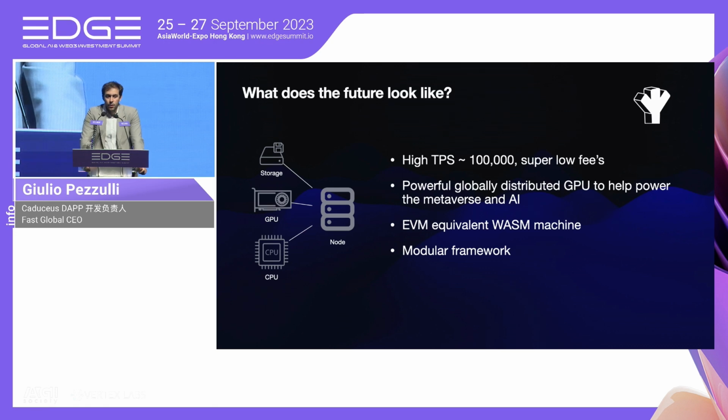Secondly, we are, as we said, EVM equivalent, but we also are integrating the eWASM virtual machine. This allows developers to program in their favorite languages. So if you write in Rust or C, this helps you write smart contracts in those languages, which is extremely useful for these developers that don't want to learn a new language.